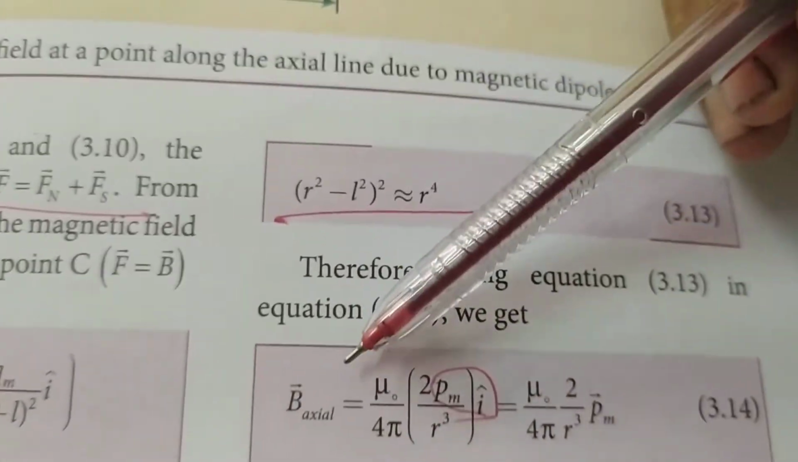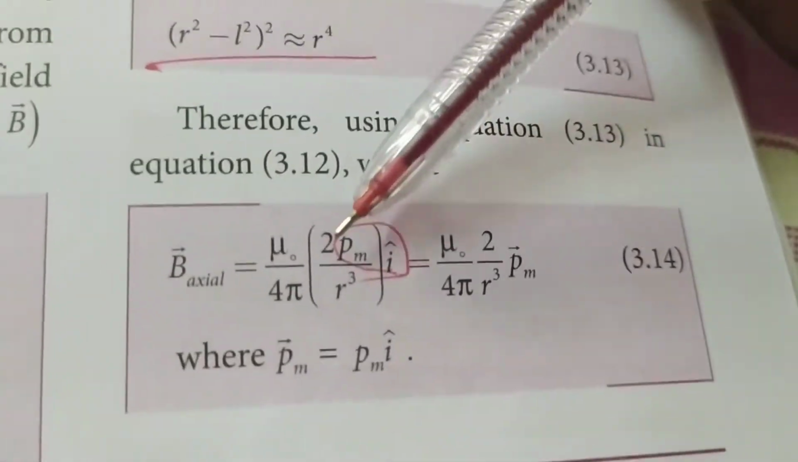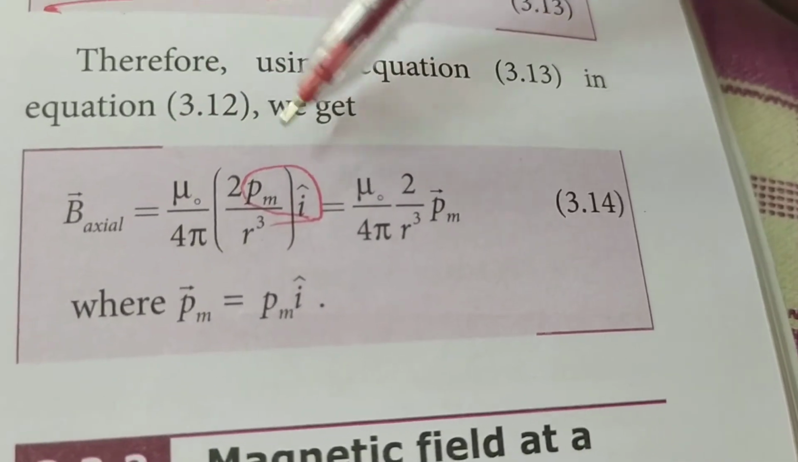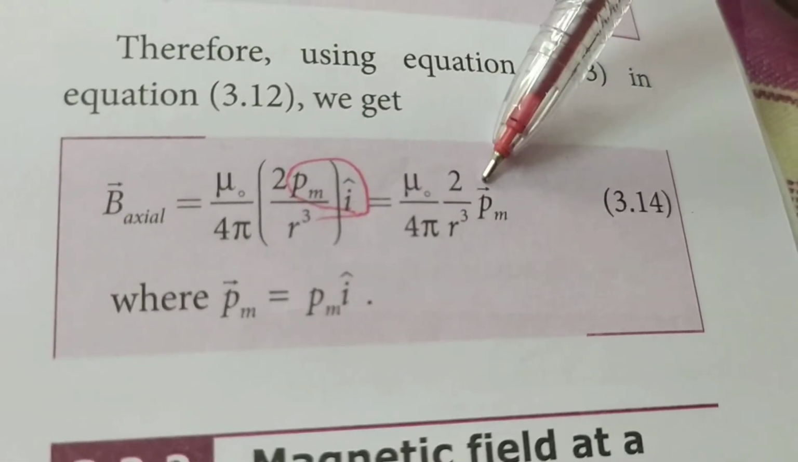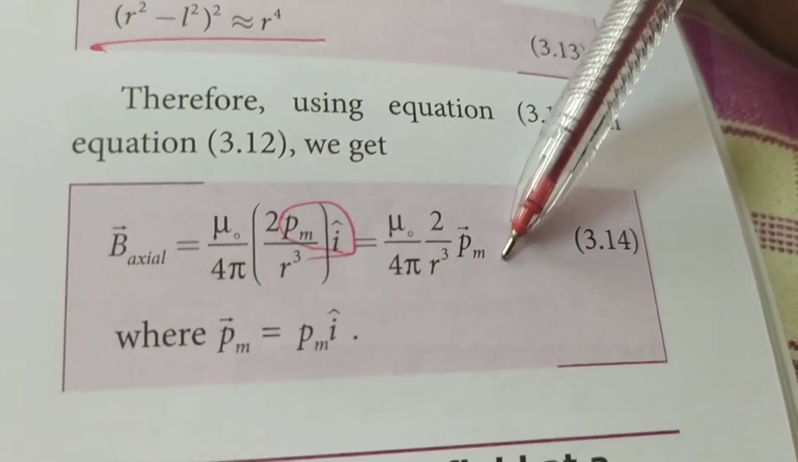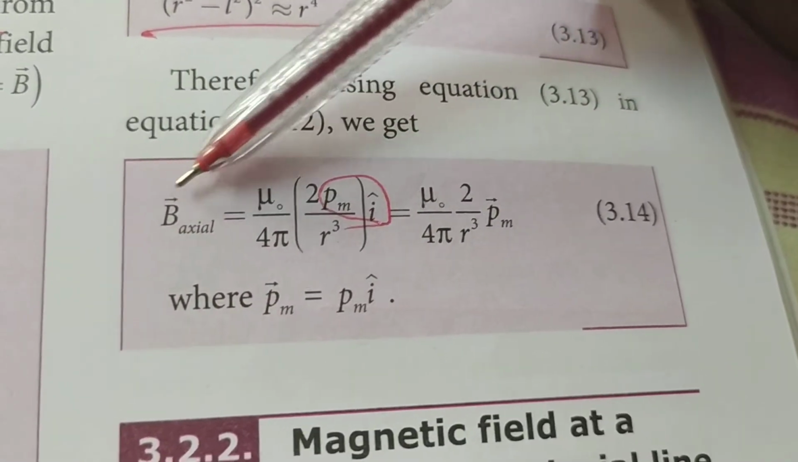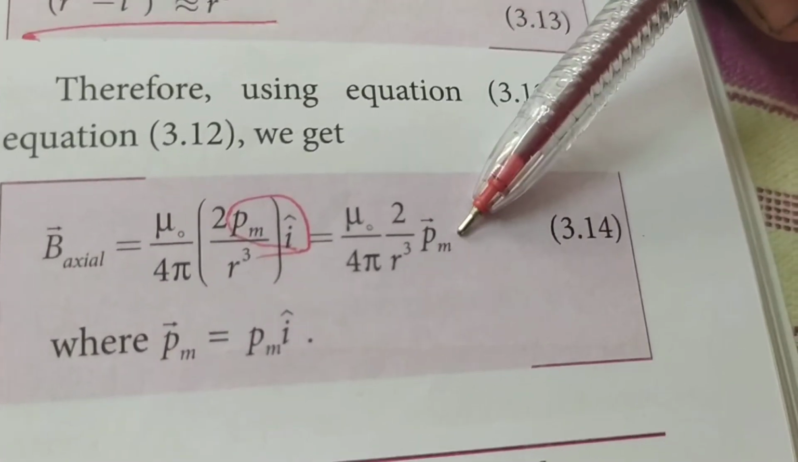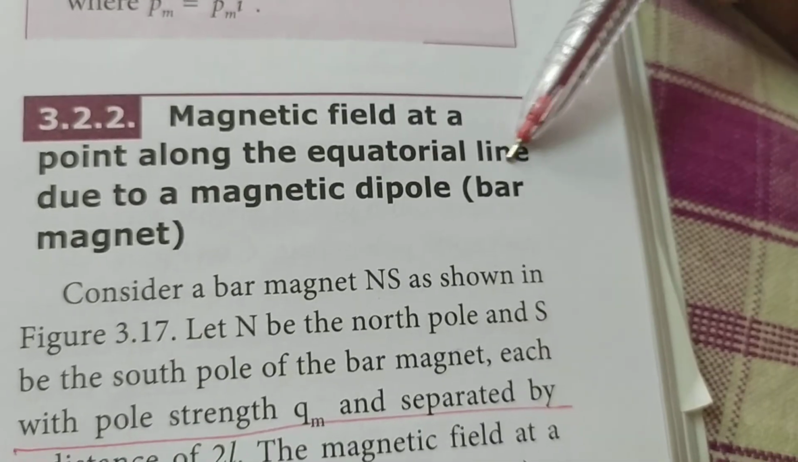So the expression now becomes B external vector is equal to mu naught by 4 pi into 2 Pm by r cube. Already we are having one r, and r gets cancelled. So here what is this Pm into I cap? This is nothing but Pm vector, that is magnetic dipole moment. So the final equation is B external vector is equal to mu naught by 4 pi r cube into 2 Pm vector. This is the axial line equation. Next we are going to see about the equatorial line equation.